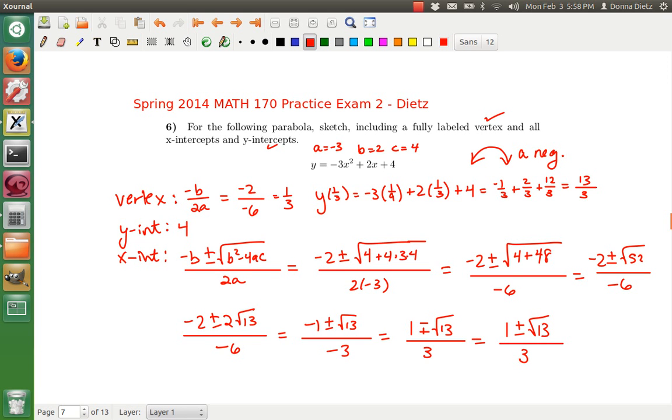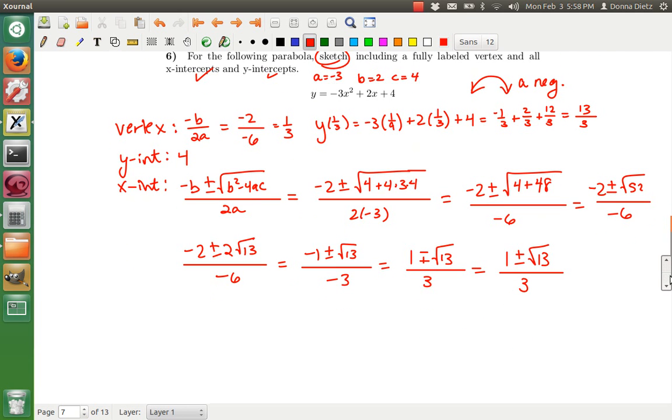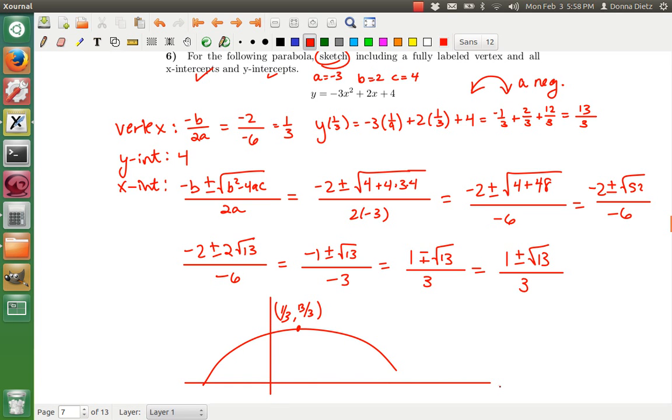Okay, so we've done all the calculation, and now all we have to do is sketch. So now all we have to do is say it's a downward facing parabola. The vertex is at 1/3, comma, whatever it was, 13/3. The important part is whether it's positive or negative. So that vertex is going to be in the first quadrant. Let's see, we need x-intercepts here and here. It's going to be 1 plus root 13 all over 3. We have to make sure that this guy is negative.